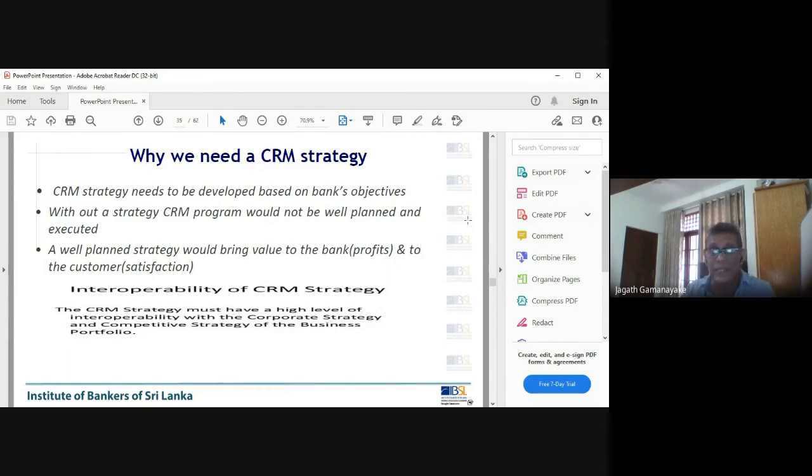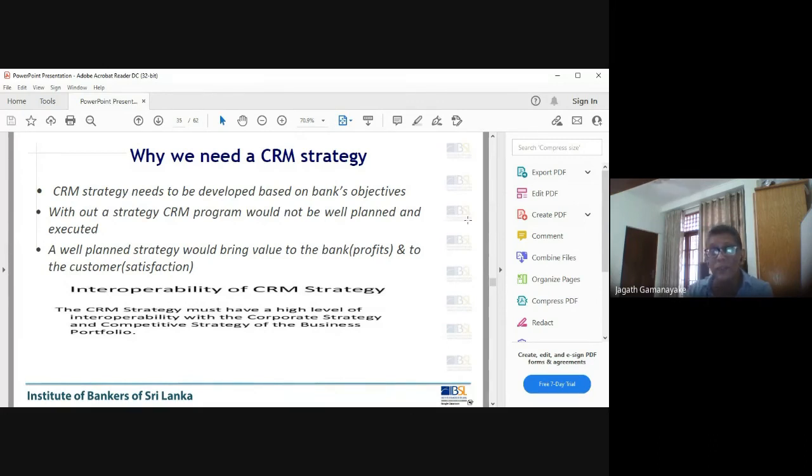Now, let me give you an example, right? Your bank's corporate objective may be, for example, that you are going to open 10 new branches in 2022, right? So you need 5 people per branch, so there are 50 people you need, right? That is your corporate or strategic goal or strategic objective.